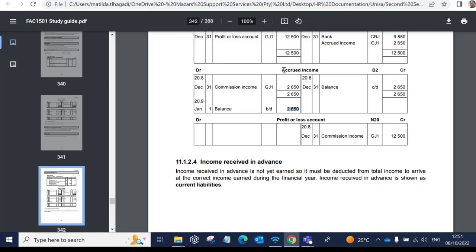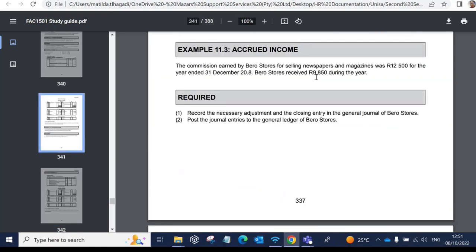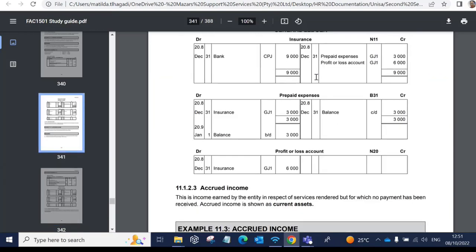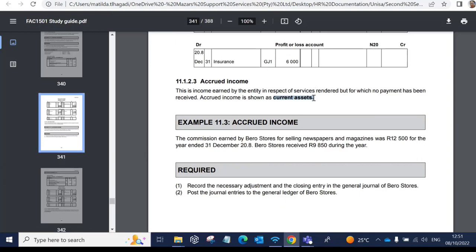Yes. So this is going to affect an accrued income. What is accrued income? Accrued income is a current asset.